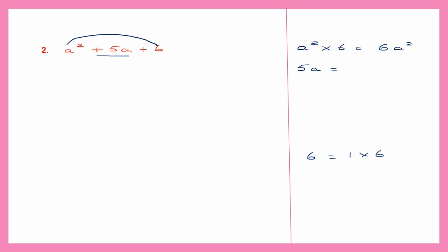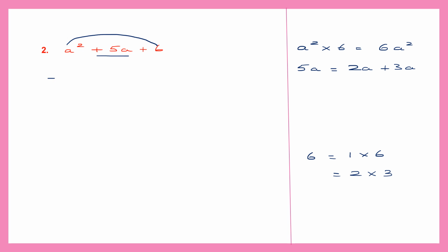So let me look at other factors of 6. Now what about 2 and 3? 2 3's are 6. If I multiply 2 into 3, I will get 6. If I add 2 plus 3, I will get 5. So I can take 2 as my first term and 3 as my second term. When I add 2a plus 3a, I get 5a. When I multiply 2a into 3a, I get 6a square. So I can split up my 5a into 2a plus 3a. So let's rewrite it here.